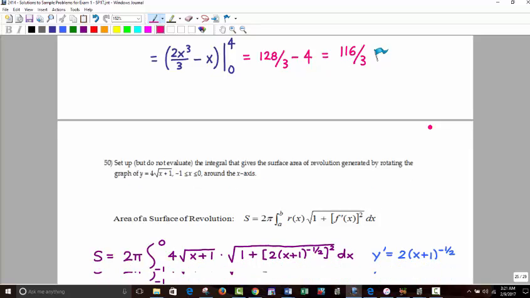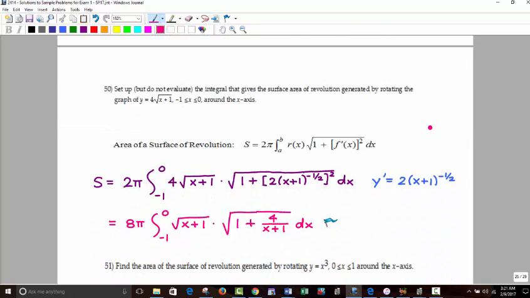Let's see, number 50, surface of revolution. I want to mention this in my notes in 7.4. You can use the x formula no matter what. We'll do this in terms of x.